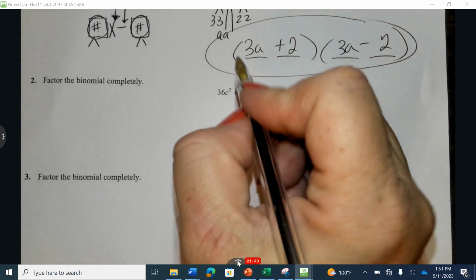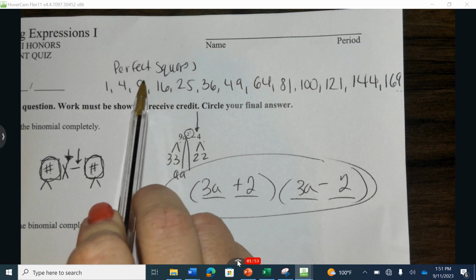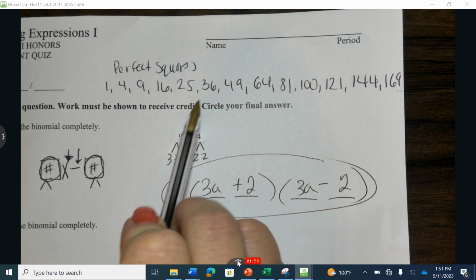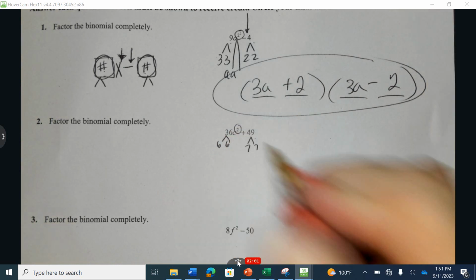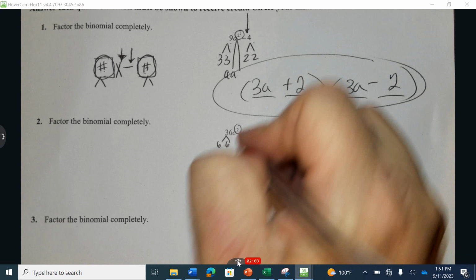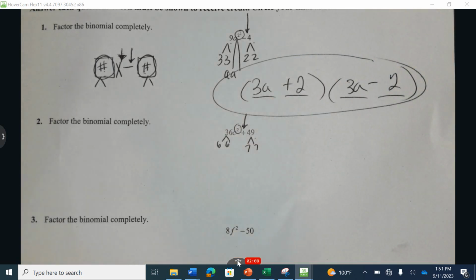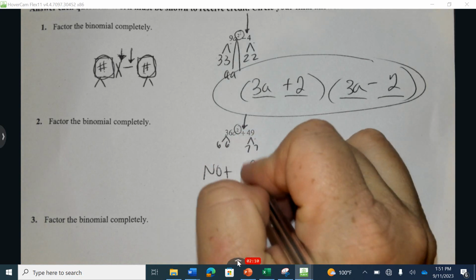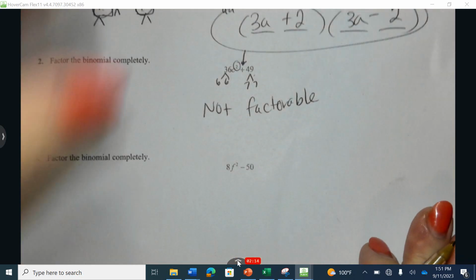Number 2 is tricky. 36 and 49 would be on this list. 1, 2, 3, 4, 5, 6. So this breaks into 6 and 6 and 7 and 7. And the exponent on the variable is divisible by 2, but because we do not have subtraction between the two groups, this is not factorable.